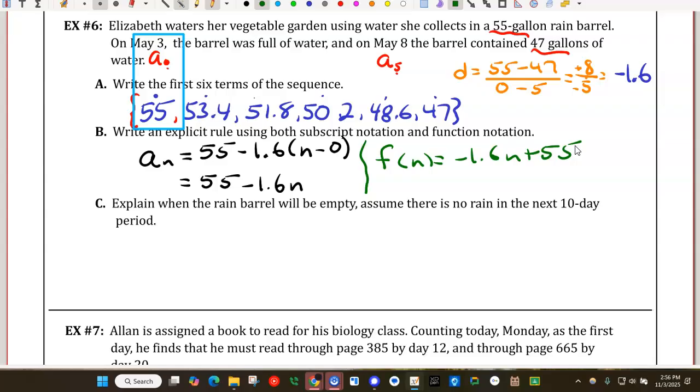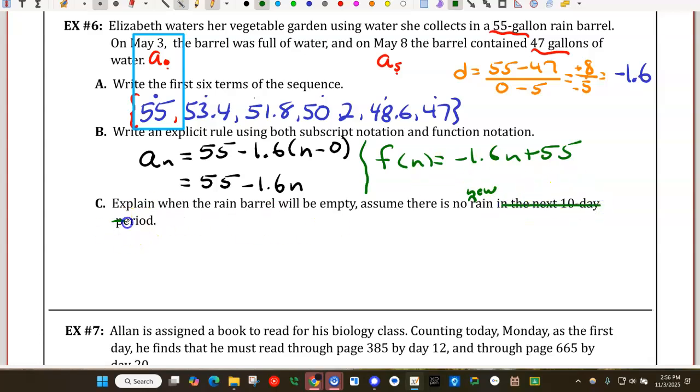And last one, explain when the rain barrel will be empty. Okay, when will the rain barrel be empty? Assume there's no new rain for the next 10 days. Well, actually, I was going to say no new rain at all. So at some point, it's not going to rain, and then the barrel fills up more.